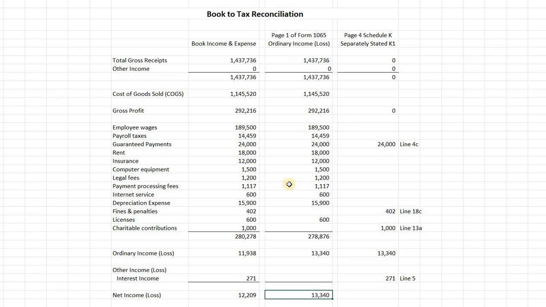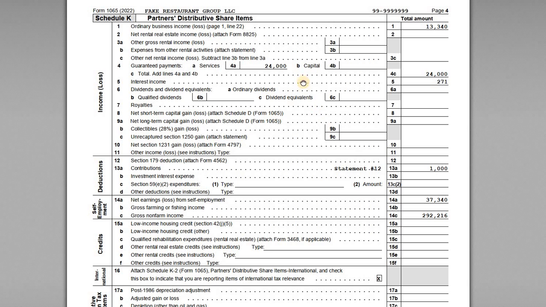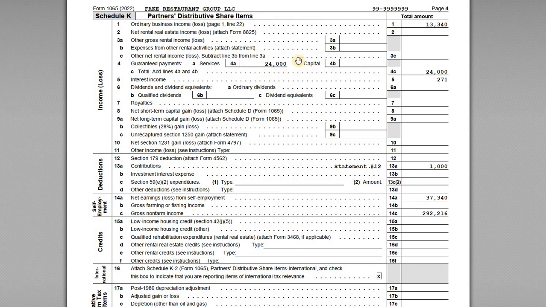If we go back to our book to tax reconciliation here, the first item we had on our list was the guaranteed payments. Now, guaranteed payments are a bit unique, right? Because it was allowed to be deducted in arriving at line 1 ordinary income, so we left it on there. But it also has to be stated again on the Schedule K. And why is this, right? So if I look at the Schedule K here, you can see we've reported the guaranteed payments for services totaling $24,000. The reason why it has to be reported here is because this needs to then flow through to the Schedule K-1 for the partner that earned it.